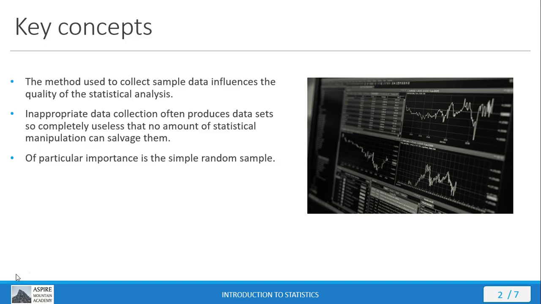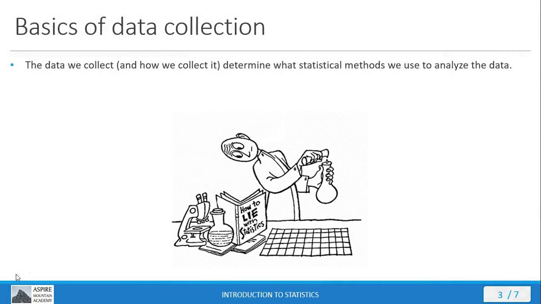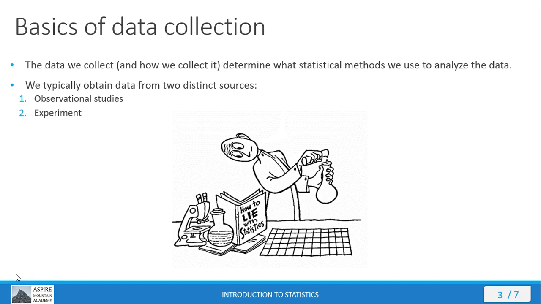So how you get your data matters, and of particular importance in sampling methods is the simple random sample, which we'll talk about in a future mini lecture. For now, let's talk about the basics of collecting data. When we talk about how we collect our data, we need to consider where we get it. And in general, there are two ways we collect our data. The first is with an observational study, and the second is with an experiment. Let's talk about each of these in turn.